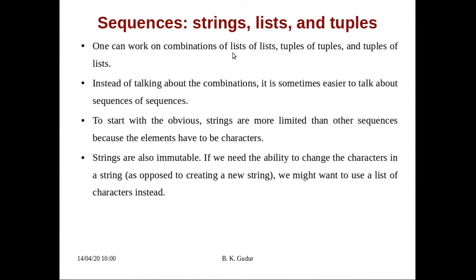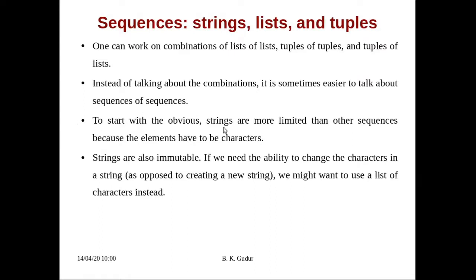One can work on combinations of these, whichever we have seen so far: strings, lists and tuples. Combinations of lists and combinations of tuples: tuples of tuples, lists of lists, tuples of lists. Instead of talking about combinations, it is sometimes easier to talk about sequences of sequences, because a string is a sequence, a list is a sequence, a tuple is a sequence. In general we can say sequences of sequences.